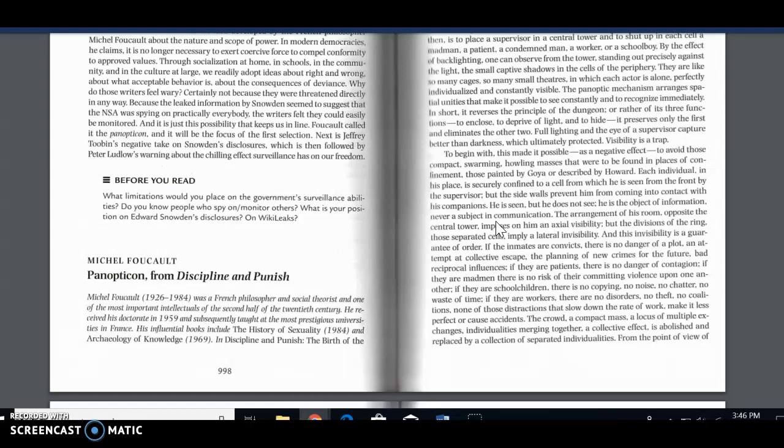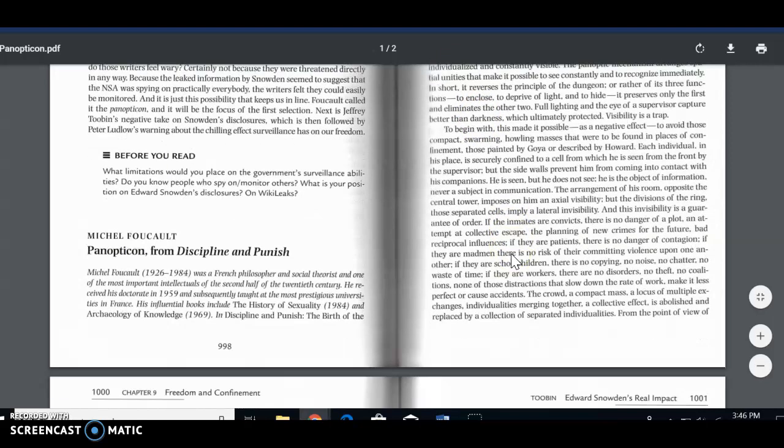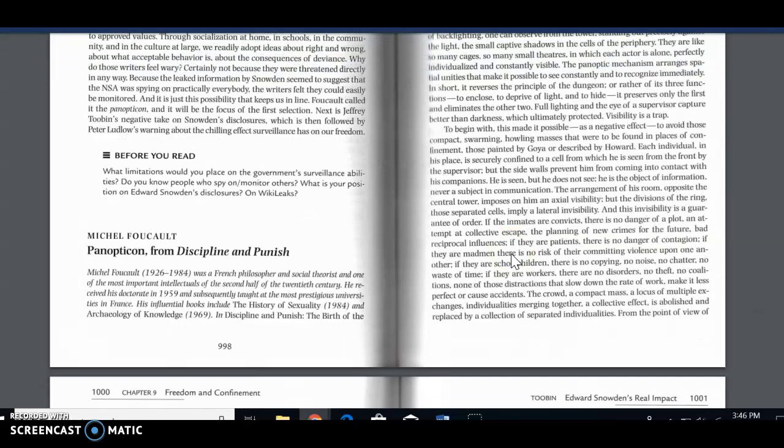But what I want to look at also is this idea of lateral invisibility, okay? The arrangement of his room opposite the central tower imposes on him an axial visibility, but the divisions of the ring, those separated cells, imply a lateral invisibility, right? So you understand there's prisoners next to you, but you'll never see them and never communicate, okay? We can move down here. The goal of this here is described here.